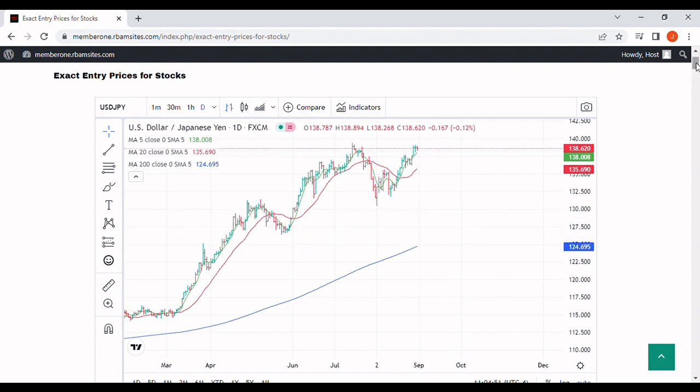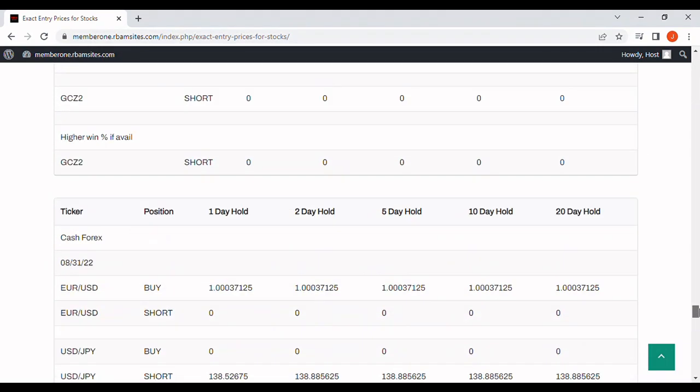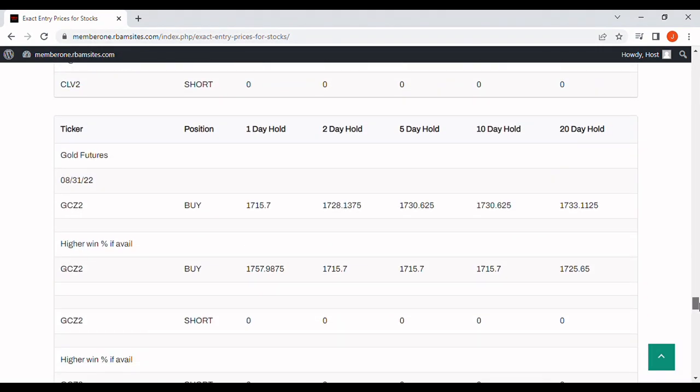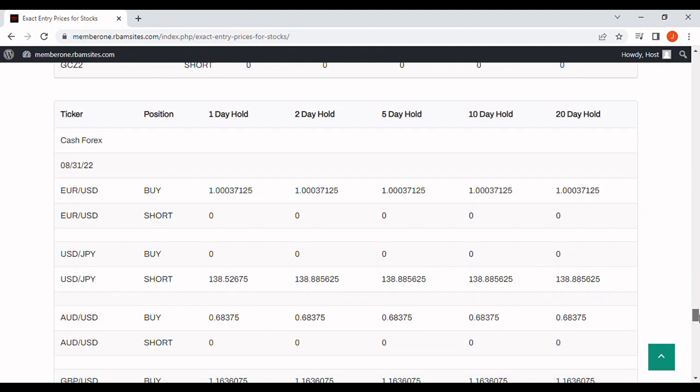Let's take a look and see what RBAM research says about the US dollar against the Japanese yen. We'll go down here and find it. These come out 7 a.m. Monday through Friday. Here we have USD JPY. And for USD JPY analysis, we have both buys and shorts. They come out either or every day, Monday through Friday, for 1, 2, 5, 10, and 20-day holding periods. And today it's suggesting a short at 138.52 on the 1-day hold, all the way up to 138.88 on the 20-day hold, suggesting a short.